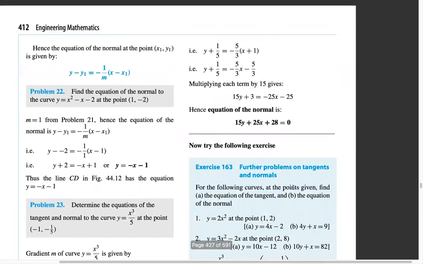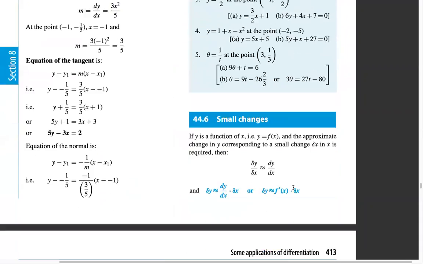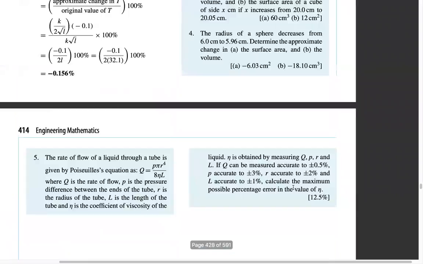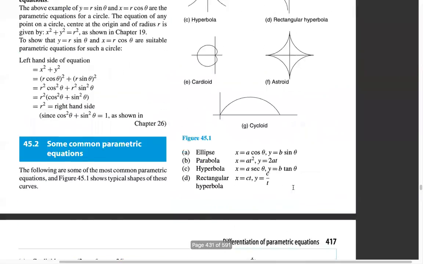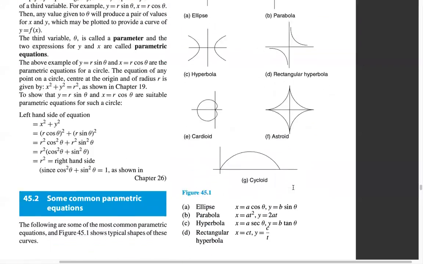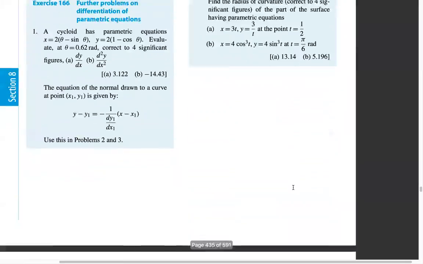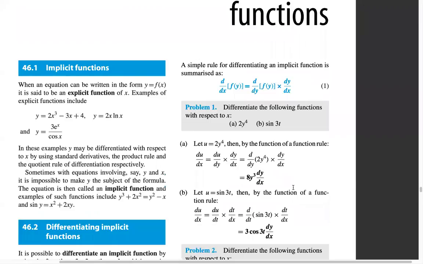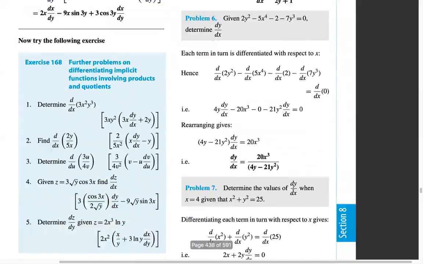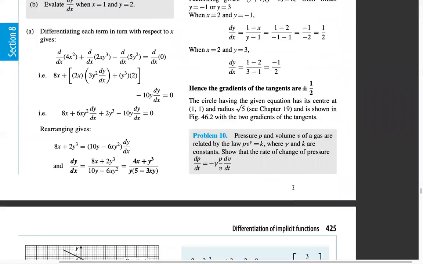What is a tangent? What is a normal? How do you determine these things? Small changes. All these things we have to do. 45 is the parametric. 46 is the implicit. We don't need to know how to do that. We're not going so advanced into calculus.